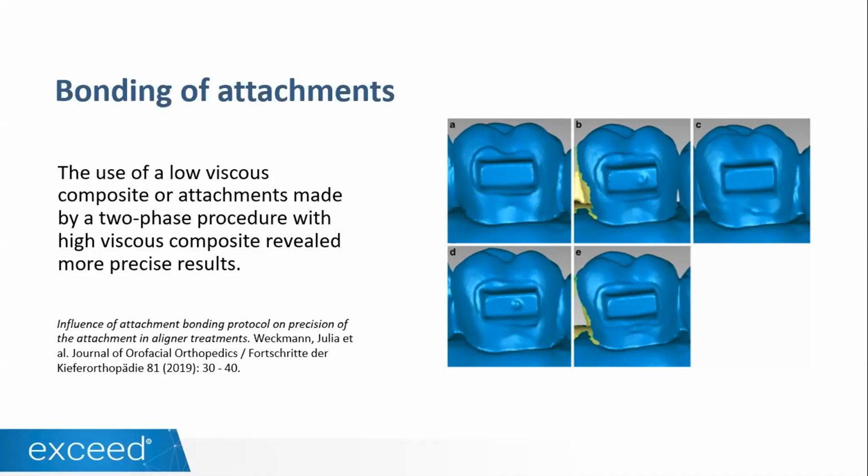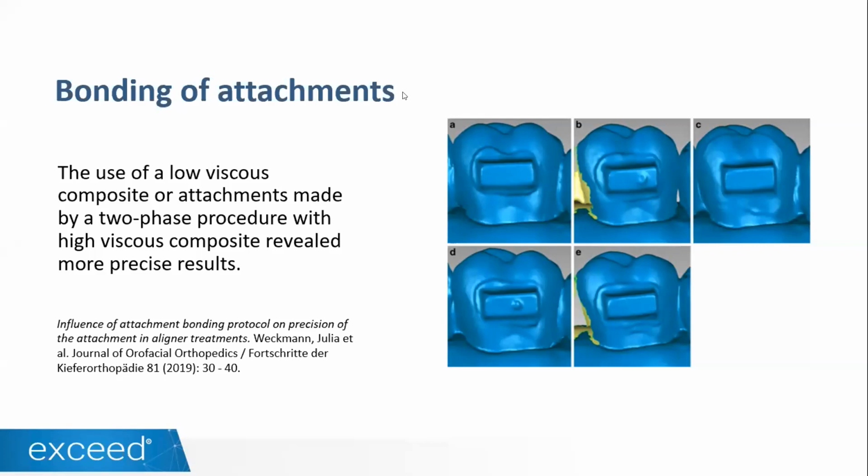What they did is they put that high viscosity composite on the template, they pushed that template on the patient, but they didn't light cure the attachments. They removed the template, then they cleaned the excess from the surfaces of the teeth and on the template, and then they put the template back on and light cured it. This was the way they saw that it was the best way to have as few flashes or as little excess of composite as possible. So this is something that you can incorporate also into your practice.